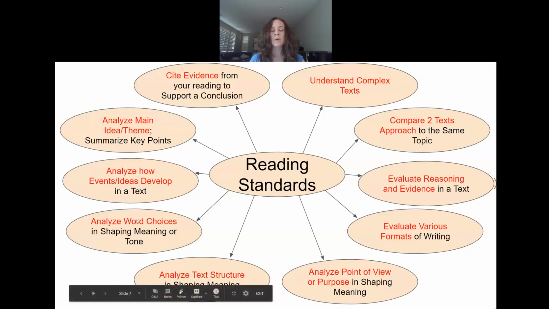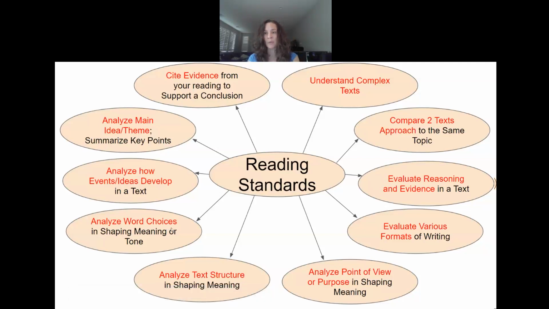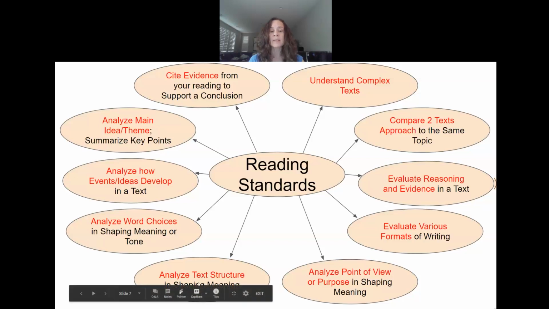Next, analyze word choices in shaping meaning or tone. So a lot of you who had me last year, we read some spine tinglers, meaning scary stories. And the authors used words that were scary, like dark or echoey or cold. Okay, so authors purposely use words to impart the meaning or the tone that they are going for with their story or their piece of writing. Next, analyze text structure.